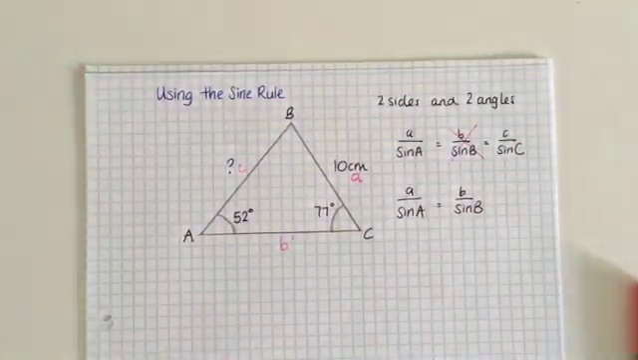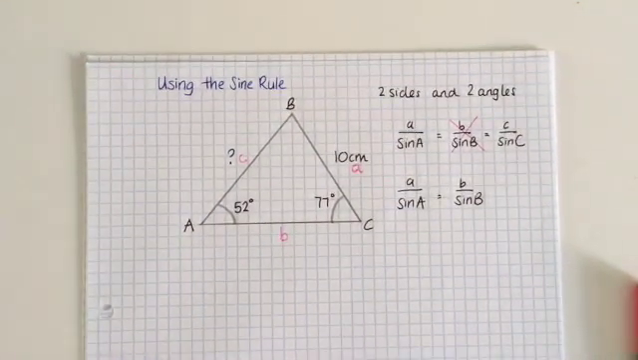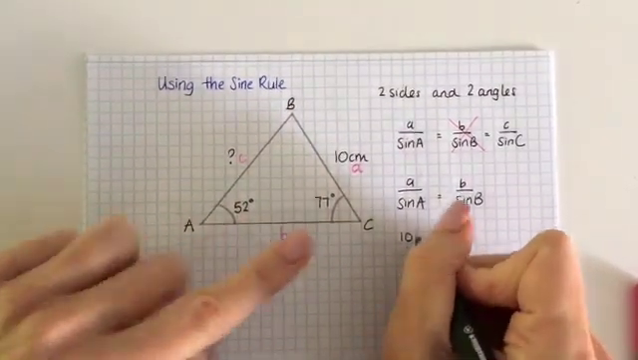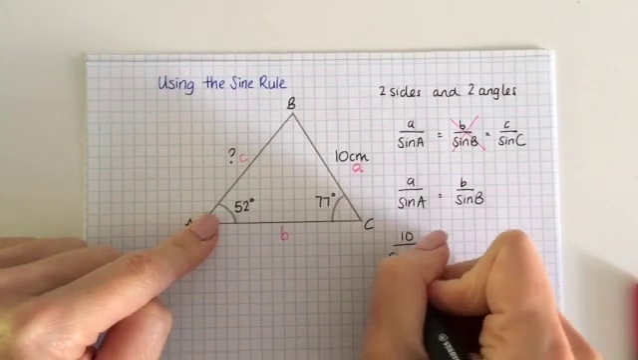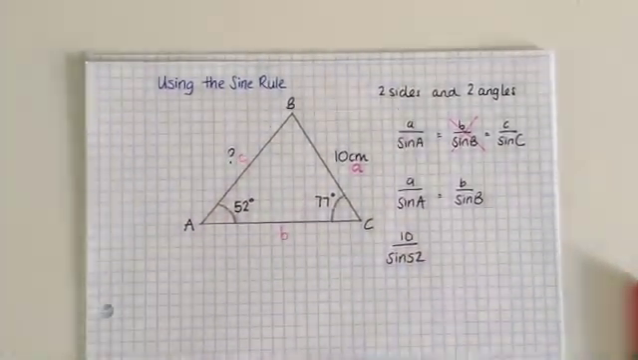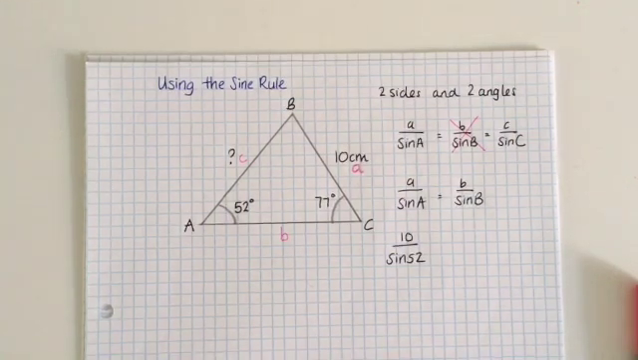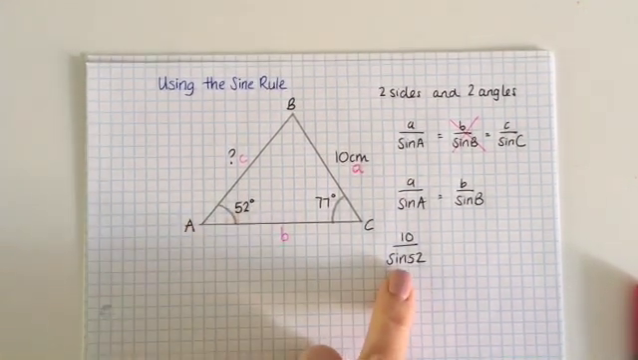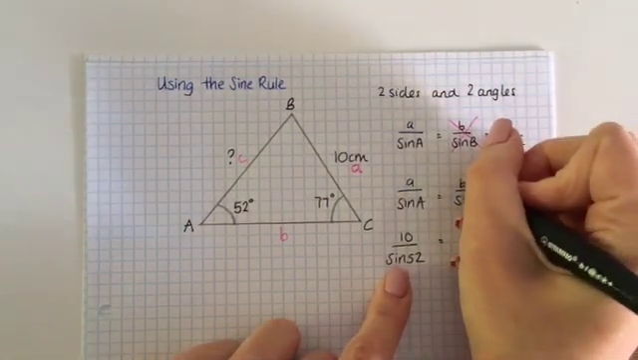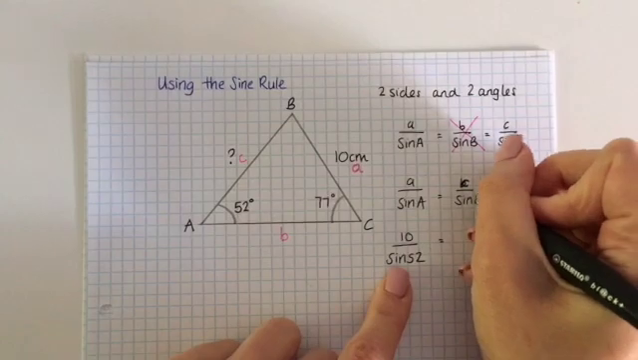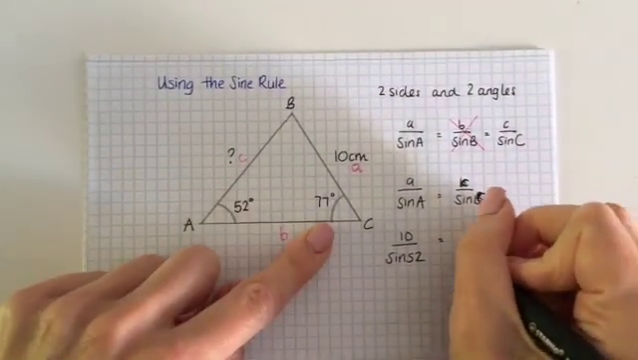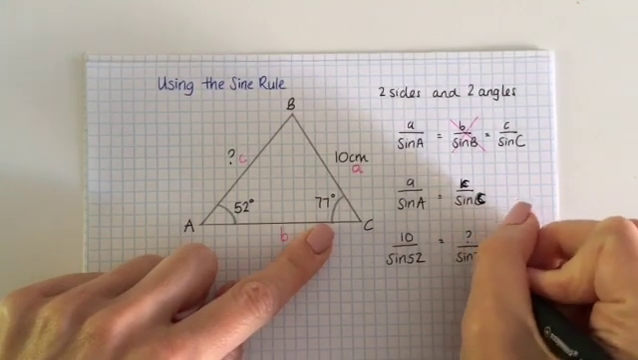So all we do now is substitute in what we know. We know a is 10, and we know that sine A, this angle here, is sine 52. Remember, this is the same as the rules with trigonometry when we've used SOHCAHTOA, that the angle size always links with sine, cos, or tan. So in this case, sine. Sorry, I did that wrong. That was C and c there. So c is the one we're trying to work out, and we're dividing it by sine 77.